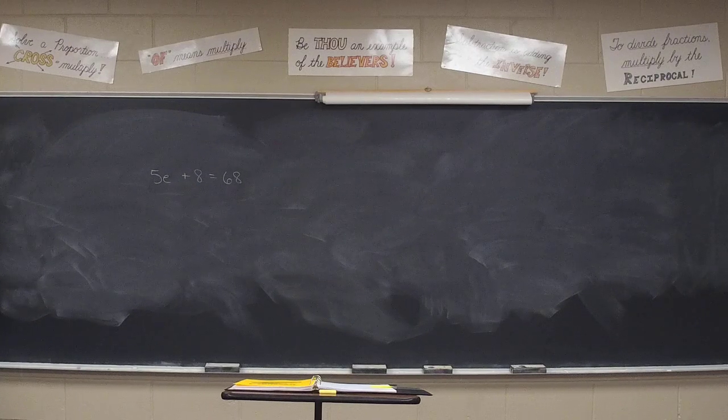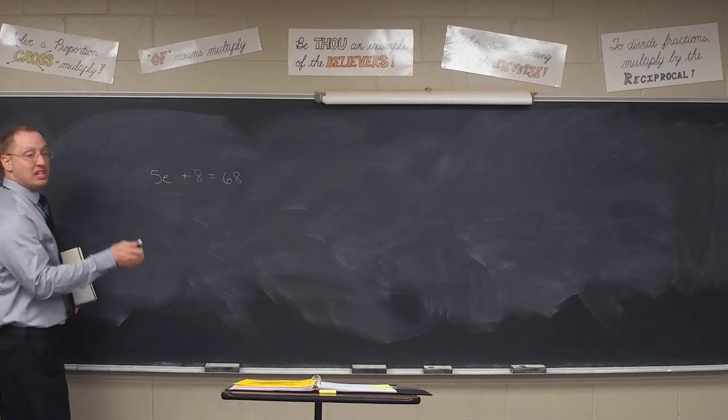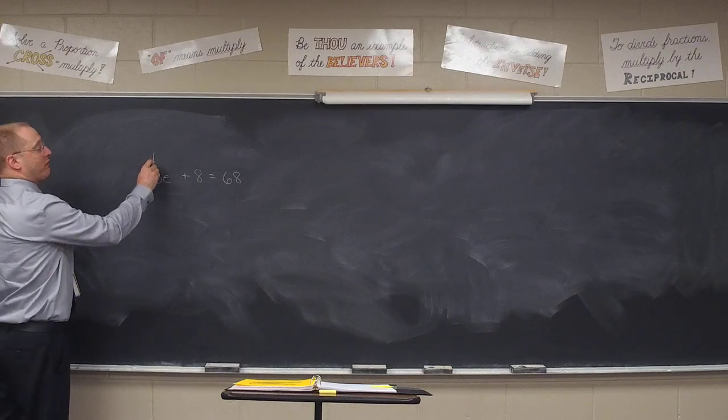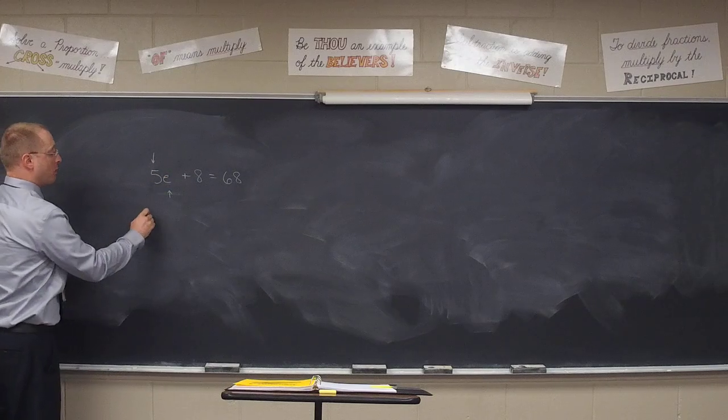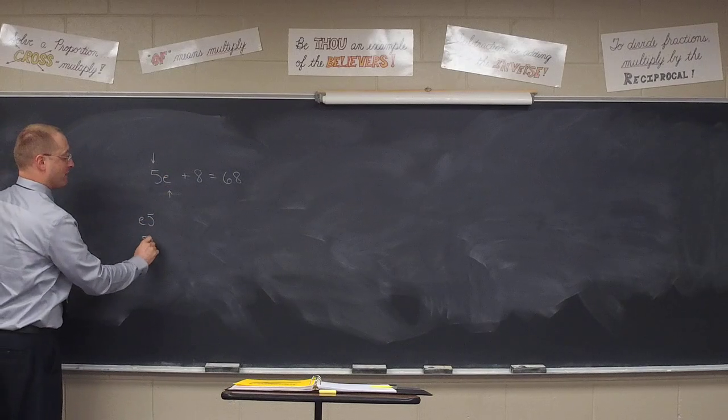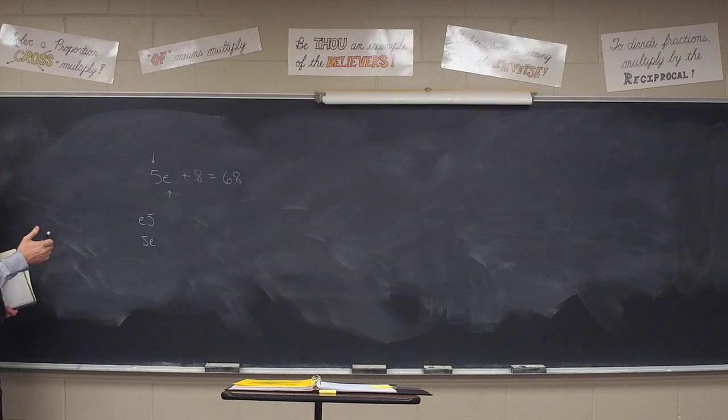Yes, sir. What if we put E5? So remember we said in a term, we always put the numerical coefficient before the literal coefficient. So we wouldn't say E5, but 5E. So you're not necessarily wrong in what you did, just wrong in the way you wrote it. Does that make sense? Yes, sir.